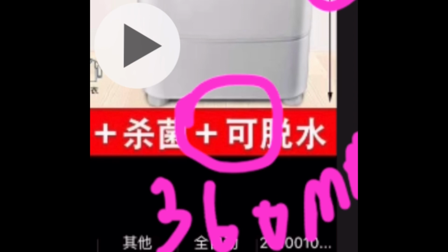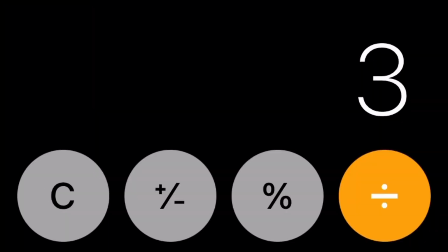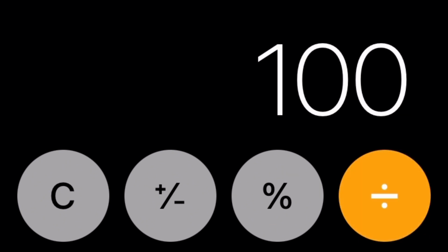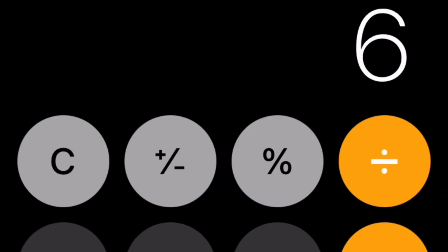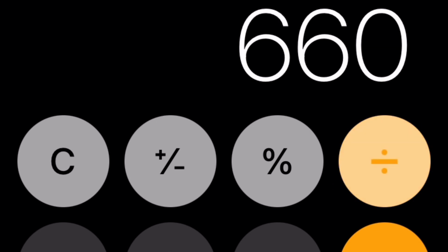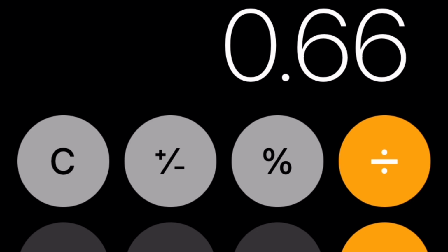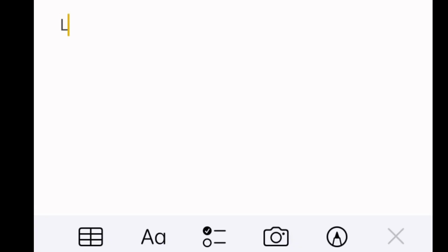So guys, the breadth is 360 millimeters, so we're going to start with that. That is 360 millimeters divided by 1000. Next, we're going to calculate the length, which is 660 millimeters divided by 1000. I'm going to write that down here in my notes. So the length is equal to 0.66 meters.